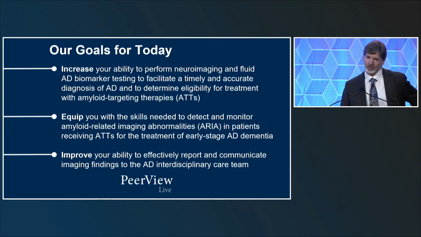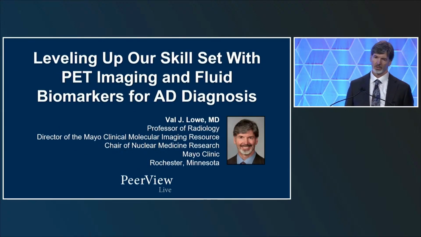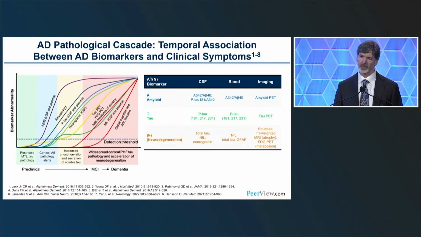So our goals are to really help you to be able to perform neuroimaging for Alzheimer's disease and understand fluid biomarkers in terms of what's needed to determine eligibility for amyloid targeting therapy. We want to help you to be able to detect what's abnormal, and we want to give you maybe some tips on how to report this and communicate this with the team at your institution. So I'm going to start out talking a little bit about fluid biomarkers.